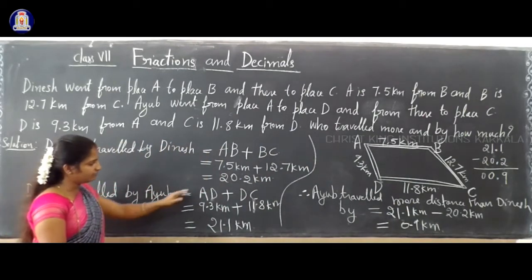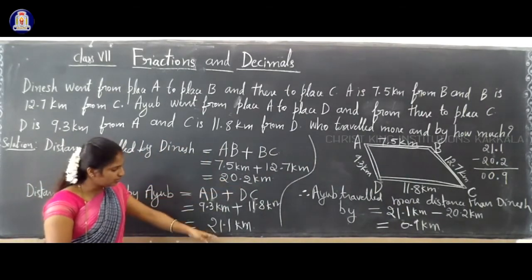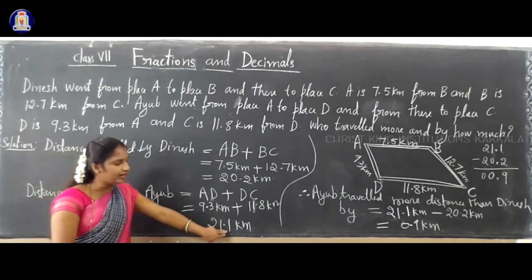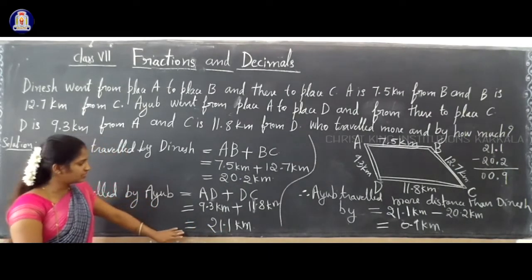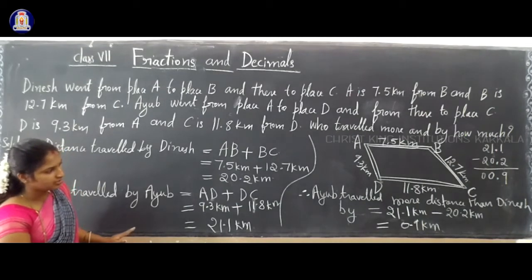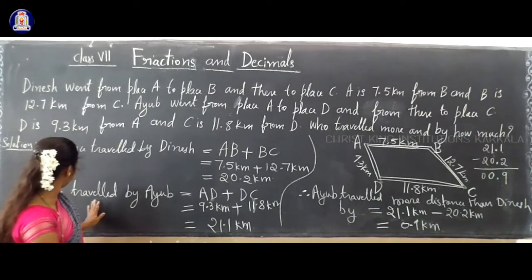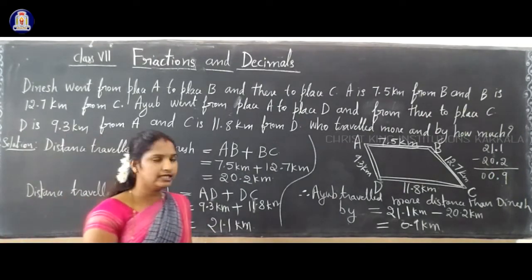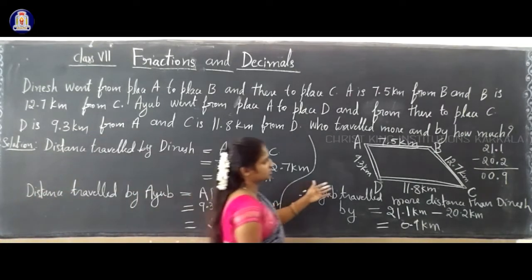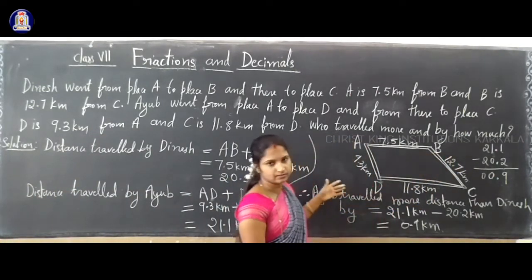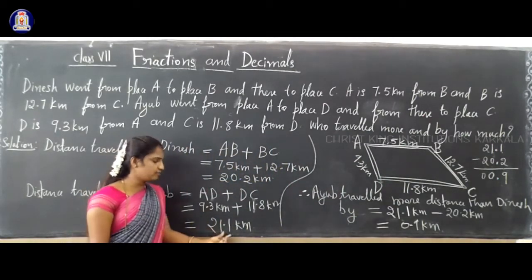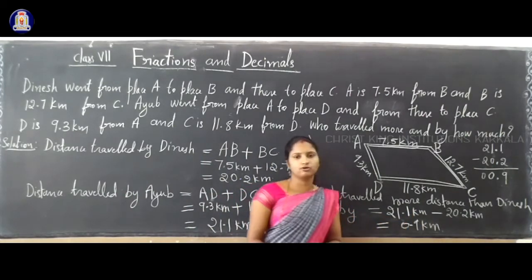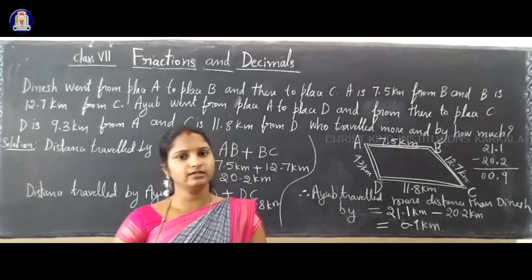So after adding, we get the answer 20.2 kilometer. Here we get 21.1 kilometer, which is the larger number, which is greater. So who traveled more distance? That is Ayub. Therefore we can say that Ayub traveled more distance than Dinesh. One more question is by how much? Then you have to see the difference. Difference means subtraction, right? 21.1 kilometer minus 20.2 kilometer. So the answer you get is 0.9 kilometer. Clear? Yes. Thank you.